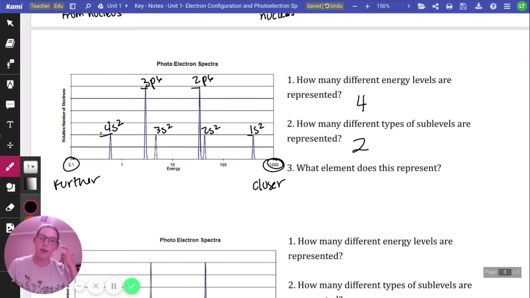And then our last question is, what element does this represent? So let's look at our periodic table. We end up at 4s2. So we have 1s2, 2s2, 2p6, 3s2, 3p6, 4s2, ending right there on element 20. And so this element is calcium. All right.